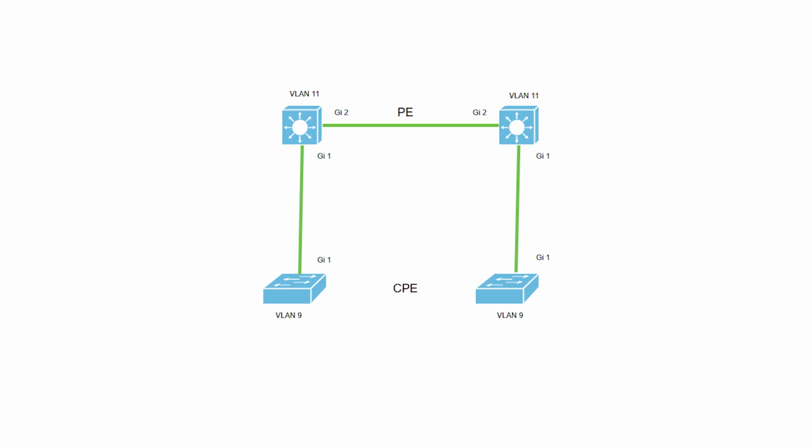I'm using VLAN 9 on the CPE side. I'll translate that to VLAN 11 as it crosses into the provider's network. On the other side, it will switch back to VLAN 9. This lets devices talk to each other, even though the VLAN numbers change in the middle.